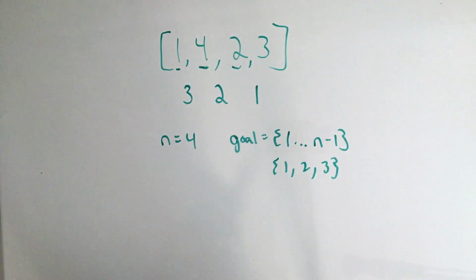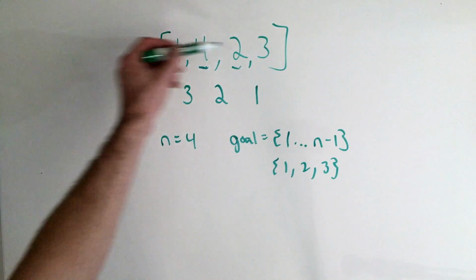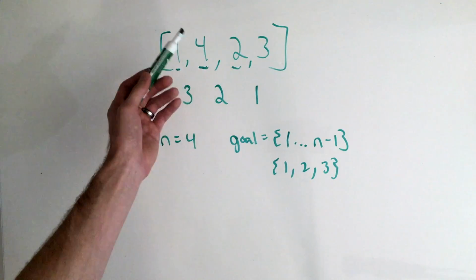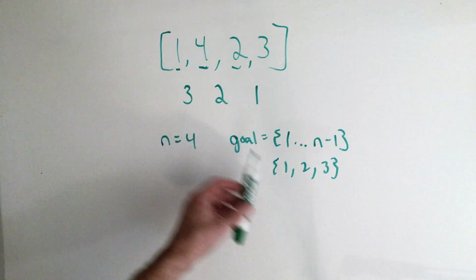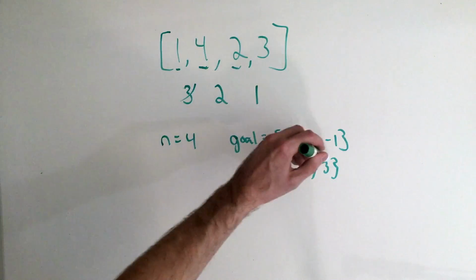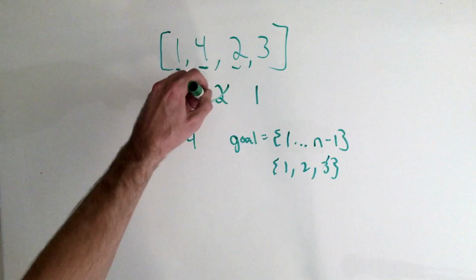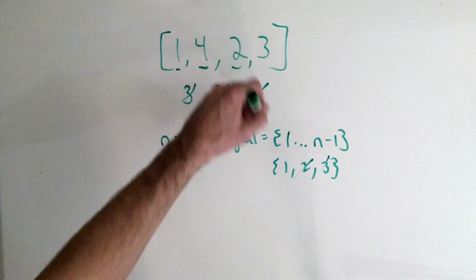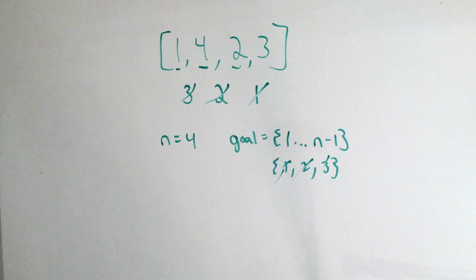So in this particular case, it turns out that this is considered a Jolly Jumper list, right? Because we were able to create the 3, we were able to create the 2, and then we're also able to create the 1. So that's the overview of the problem. Now let's try to work it out by hand.